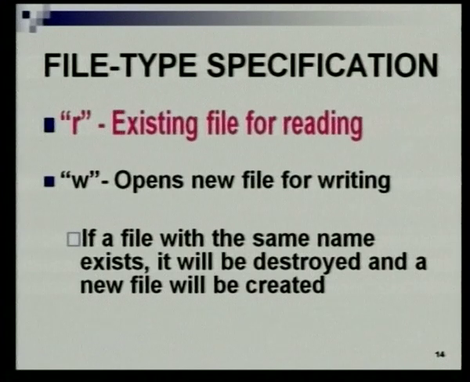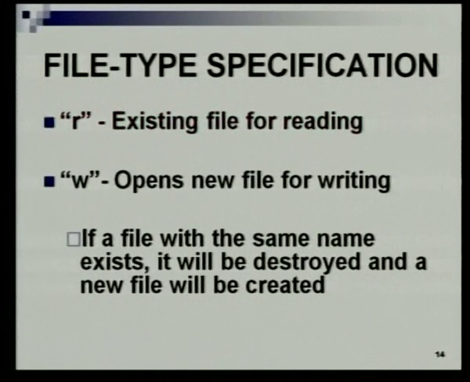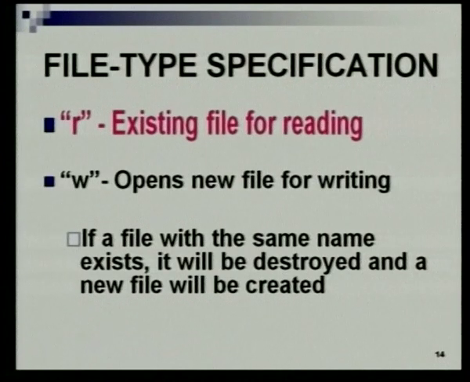R, when you give R as a file type, it indicates that it is opening an already existing file. This is very important. You cannot read a file which is null or which is empty. It is going to waste your time. So before you open a file, you have to know whether it has some contents. So it opens only an existing file for reading. If the file does not exist, then it will return an error.